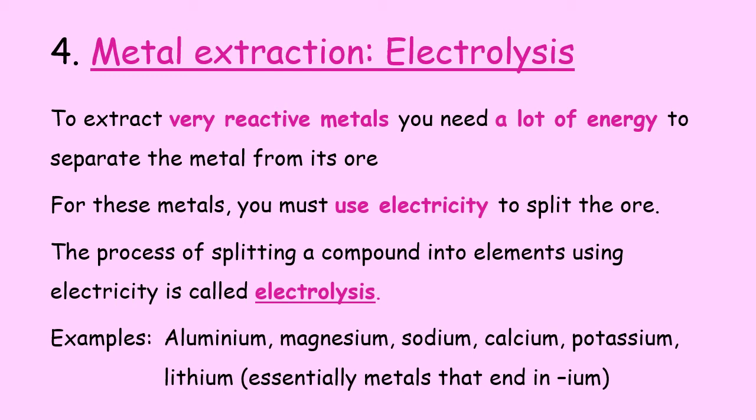And on the list of metals on page 10 of your data booklet, the ones that you need to use electrolysis to separate from their ores are aluminium, magnesium, sodium, calcium, potassium, and lithium, all the ones at the top. Essentially, on that list of metals, all of the ones that end in IUM.